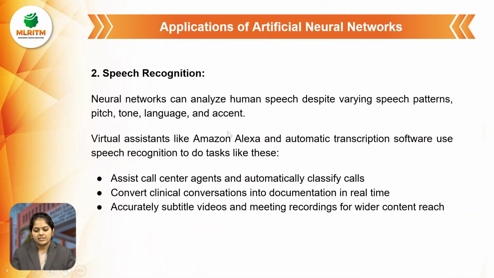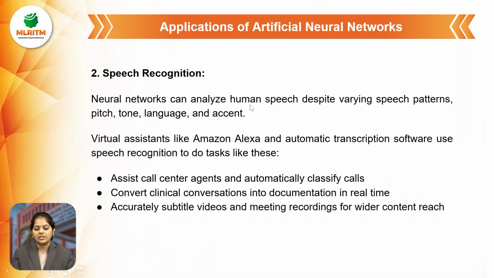And next is speech recognition. A neural network can analyze human speech despite varying speech patterns, pitch, tone, language, and accent. Virtual assistants like Amazon Alexa and automatic transcription software use speech recognition to do tasks like these. First, assist call center agents and automatically classify the calls and convert clinical conversations into documentation in real time. And next, accurately subtitle videos and meeting recordings for wider content reach.